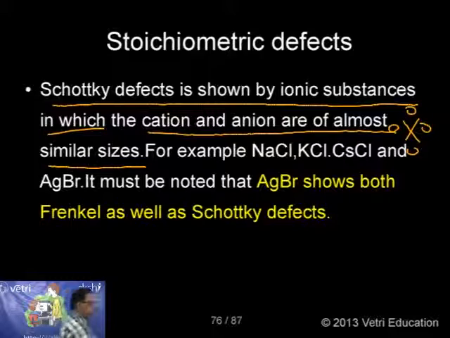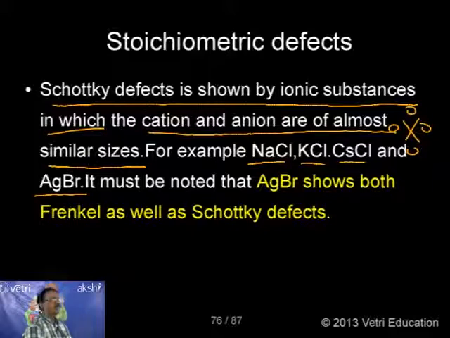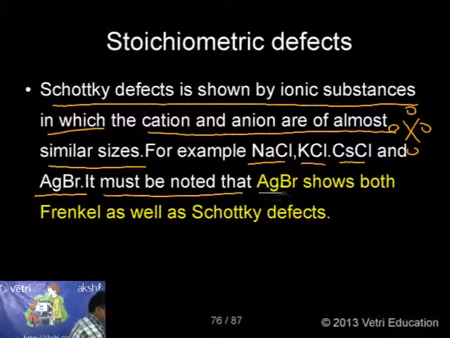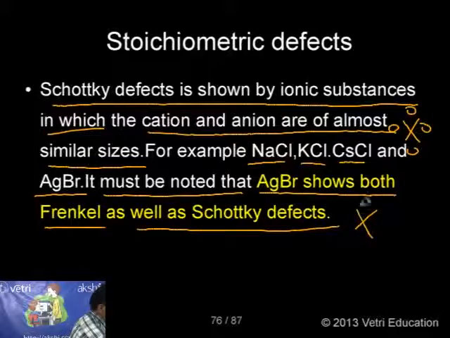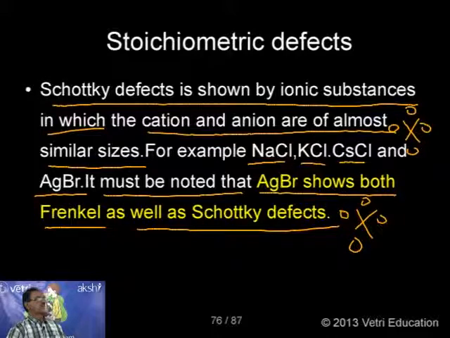For example, sodium chloride, potassium chloride, cesium chloride and silver bromide. Kindly follow, I am introducing silver bromide. When introducing silver bromide, I want to give one more interesting piece of information. It must be noted that silver bromide shows both the Frenkel as well as Schottky defect. This will normally be asked in competitive examinations. One ion will occupy an interstitial position or it may even be vacant. That is the interesting information.